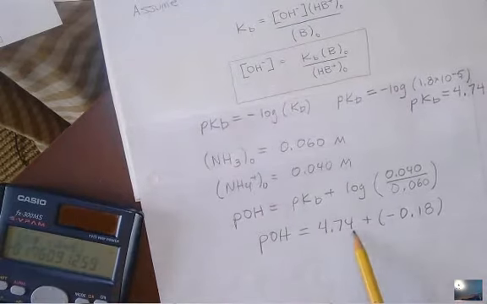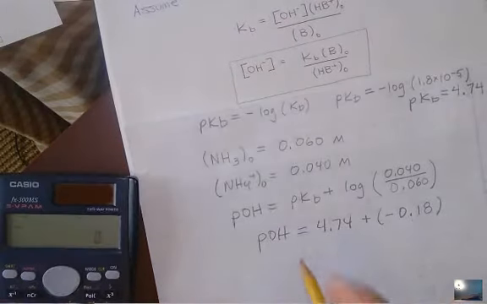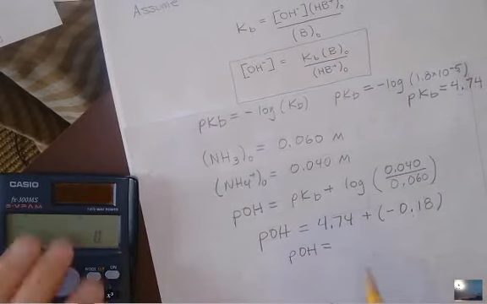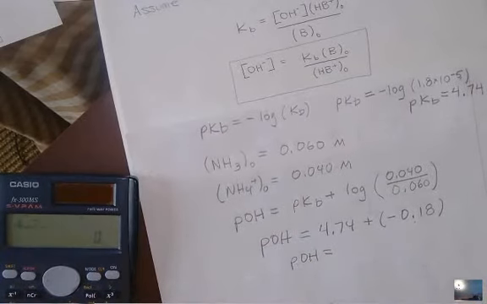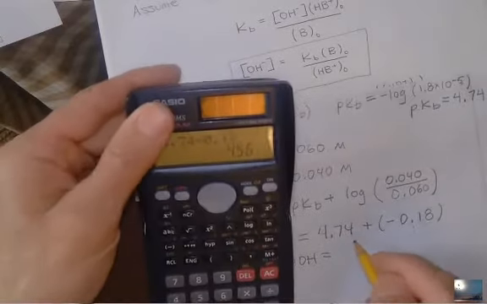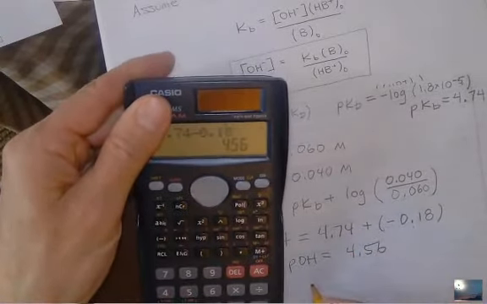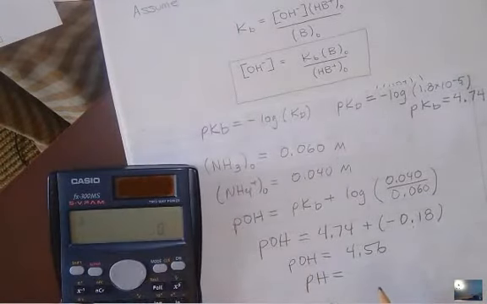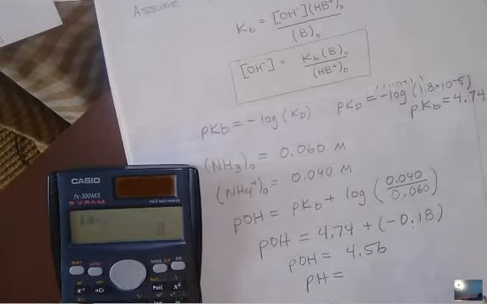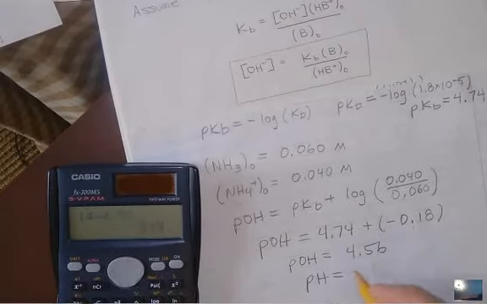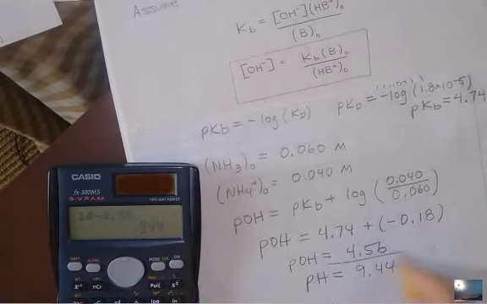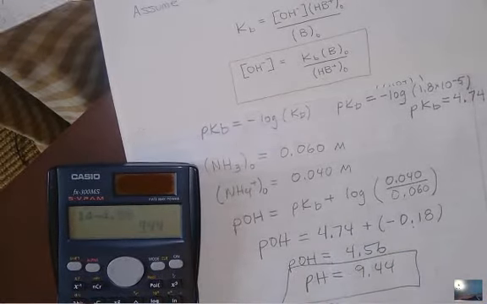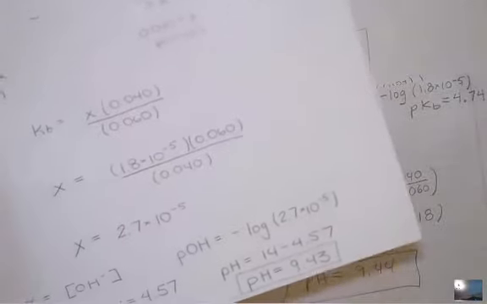Okay, so I have to subtract 0.18 from here. So pOH is equal to 4.74 minus 0.18. I get pOH is equal to 4.56. pH is equal to 14 minus 4.56, which equals 9.44. Not bad. Back on page 3 of the notes.